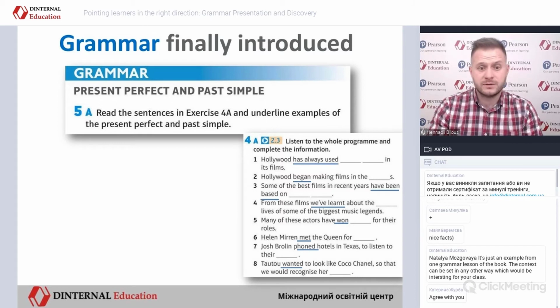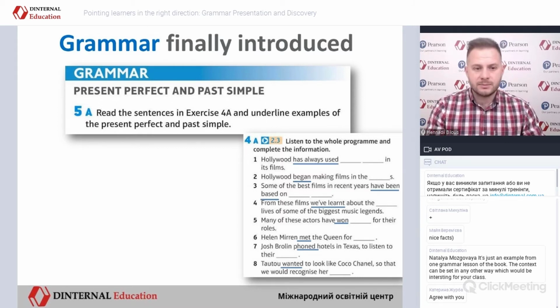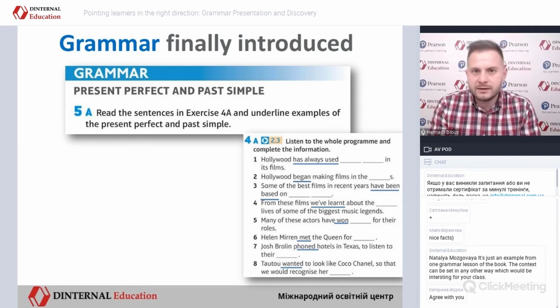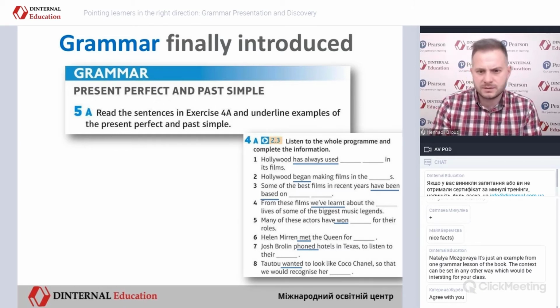So it starts with, read the sentences from exercise 4A and underline the examples of present perfect and past simple, right? So this is where the students are taken back to the previous exercise and they research these sentences that were isolated from the listening activity. And I'm sure that all of you would say, well, of course, this is quite an obvious thing to happen, because by this moment, you remember that this is Speak Out Intermediate B1.